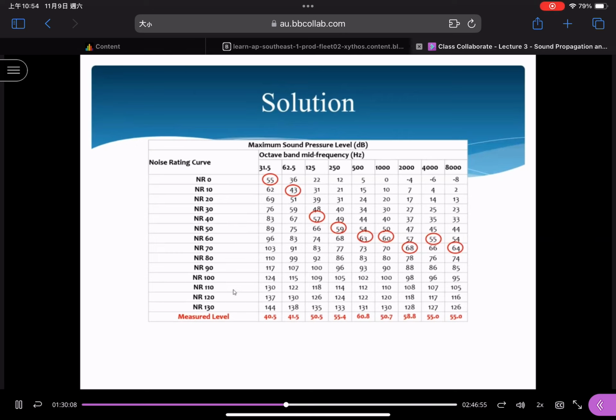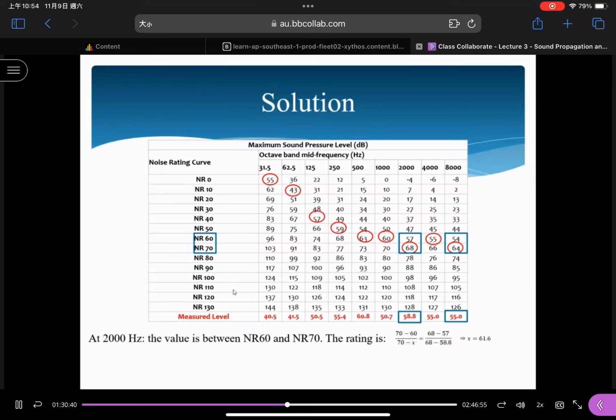Okay, now how to calculate this one? Let's go to 2 kHz first. 58.8 should be in the range 57 and 68, correct? 57 corresponds to NR60, and 68 corresponds to NR70. So we need to do a simple linear interpolation to find out that 58.8 corresponds to 61.6. Any problem about this one?